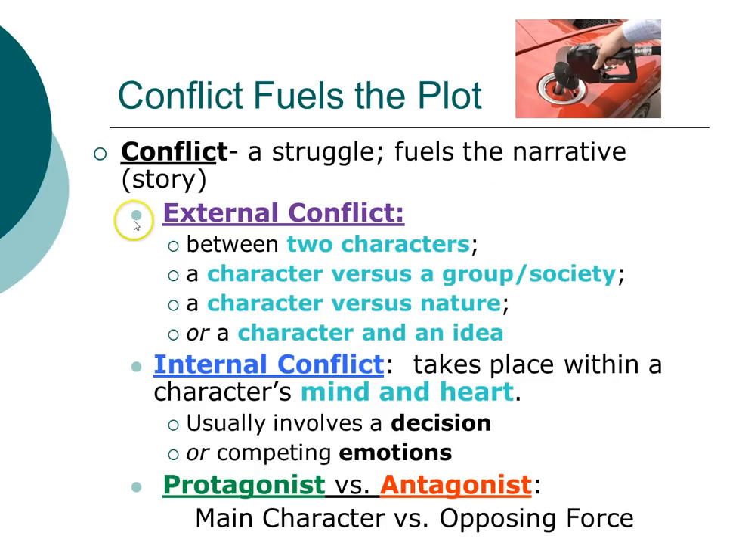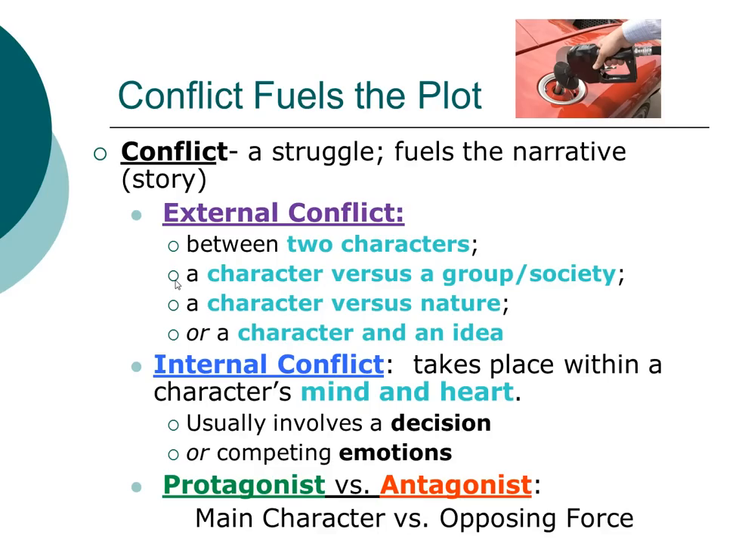We have external conflict. Now, you should know from your roots that E or EX, you know what that root means, right? What's it mean? Yes, you're right. It means outside or out or forth. So an external conflict is an outside conflict. And there are many different variations of outside conflicts. You could have one character versus another character. You could have a character versus a group of characters, or even a character versus an entire society.